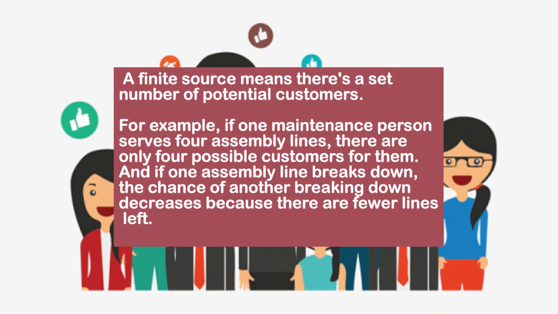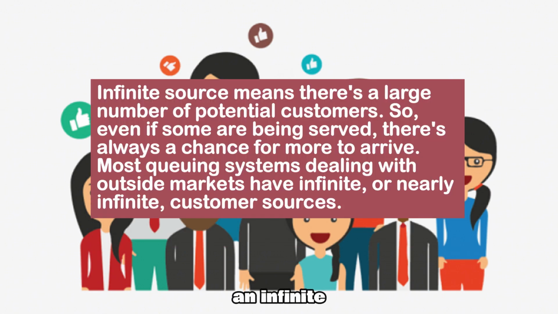For example, if one maintenance person serves 4 assembly lines, there are only 4 possible customers for them. And if one assembly line breaks down, the chance of another breaking down decreases because there are fewer lines left. On the other hand, an infinite source means there's a larger number of customers. So, even if some are being served, there's always a chance for more to arrive. Most queuing systems dealing with outside markets have infinite or nearly infinite customer sources.